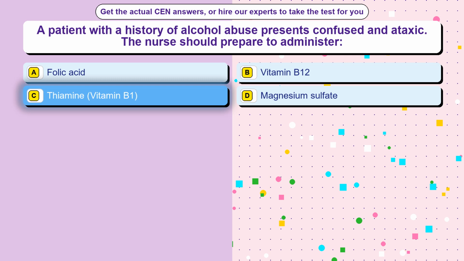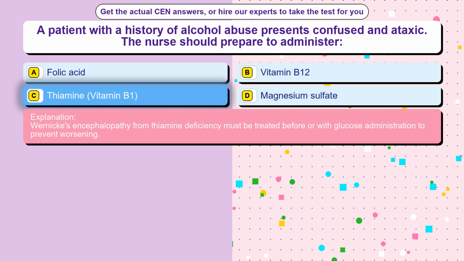The correct answer is option C, thiamine, vitamin B1. Wernicke's encephalopathy from thiamine deficiency must be treated before or with glucose administration to prevent worsening.